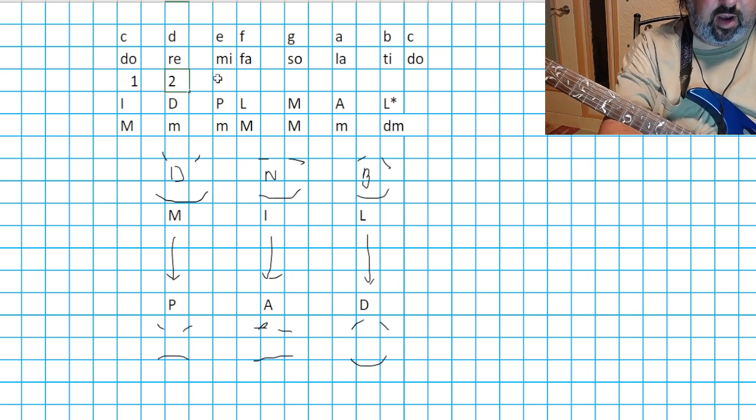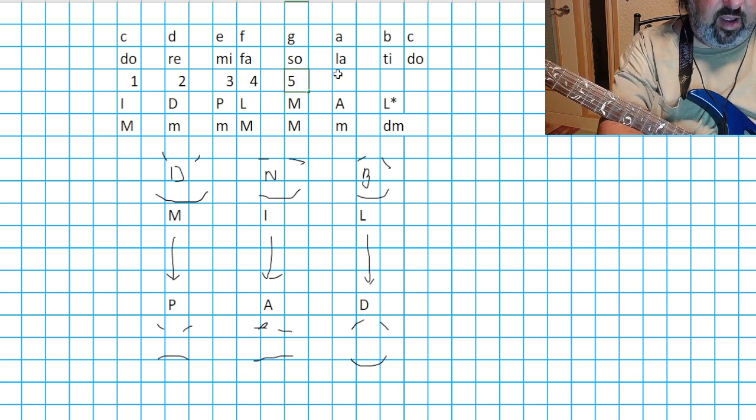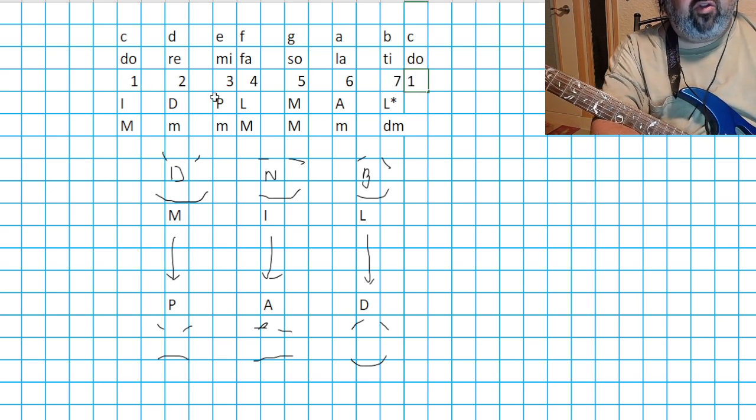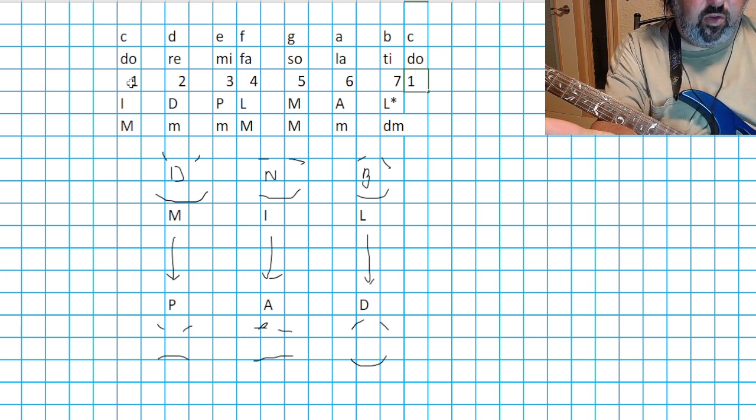1, 2, kind of neat how I left that blank. 3, 4, 5, 6, 7 chord, and back to your 1 chord. Just know your chord names, or use your Nashville numbers, and then so Dorian is 2, Phrygian is 3, Lydian is 4, Mixolydian is 5.